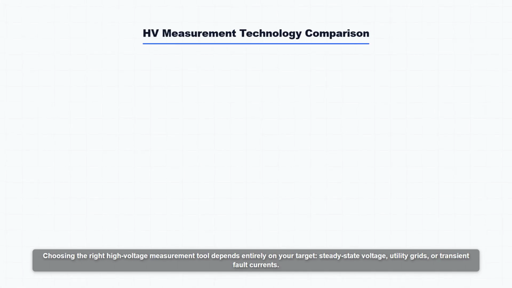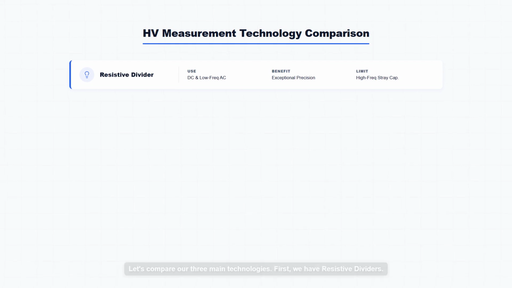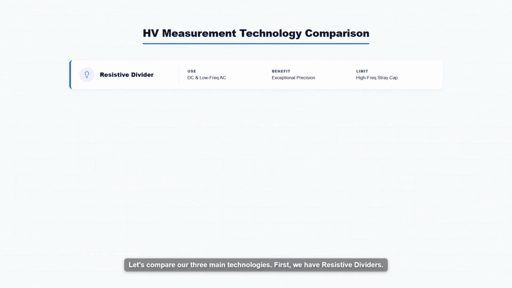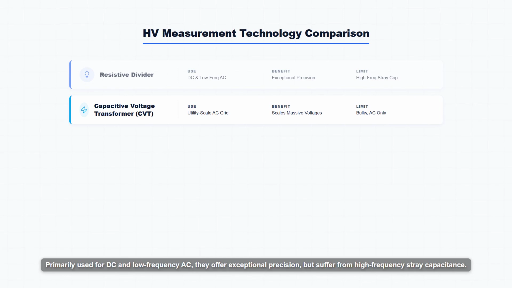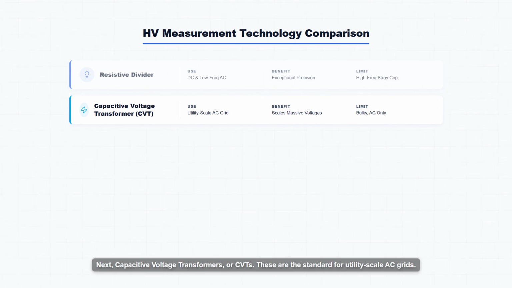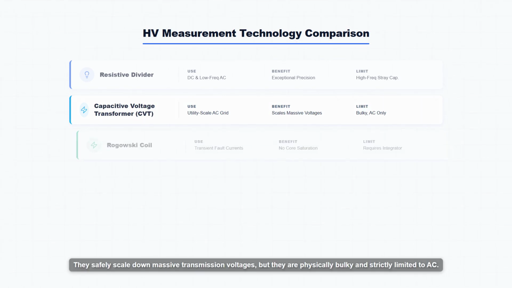Choosing the right high voltage measurement tool depends entirely on your target: steady state voltage, utility grids, or transient fault currents. Let's compare our three main technologies. First, we have resistive dividers. Primarily used for DC and low frequency AC, they offer exceptional precision but suffer from high frequency stray capacitance. Next, capacitive voltage transformers, or CVTs. These are the standard for utility scale AC grids. They safely scale down massive transmission voltages, but they are physically bulky and strictly limited to AC.